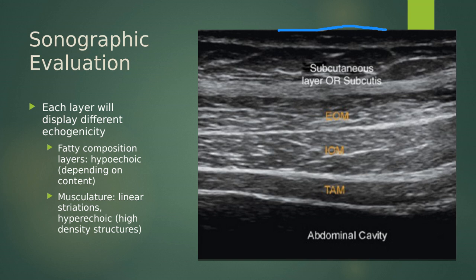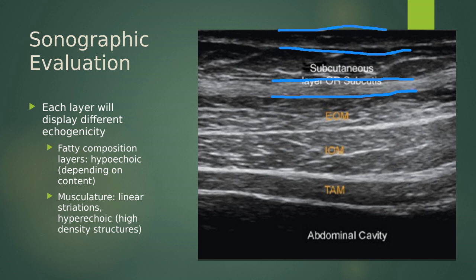So here is our fatty layer, our Camper's fascia. Underneath it, we're going to have our Scarpa's fascia. This one's going to be much brighter, because it's fibrous and it's dense. It's going to be hyperechoic. And then underneath that, we have our muscle layer. This is telling us that we are looking at our external oblique muscle, then our internal oblique muscle, and then our transverse abdominis muscle.